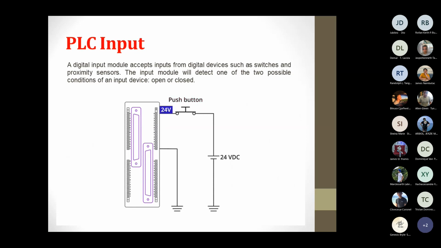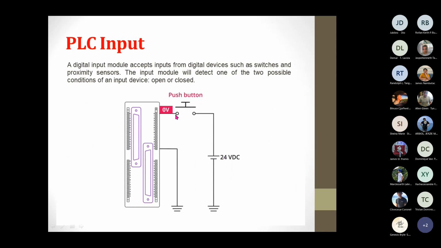So how does the PLC input module identify if it is open or closed? Let's take a look at this one. So the input, or the push button, or a switch. A switch is connected, with one end of the switch connected to the positive terminal of the 24 volt DC source, as you can see.